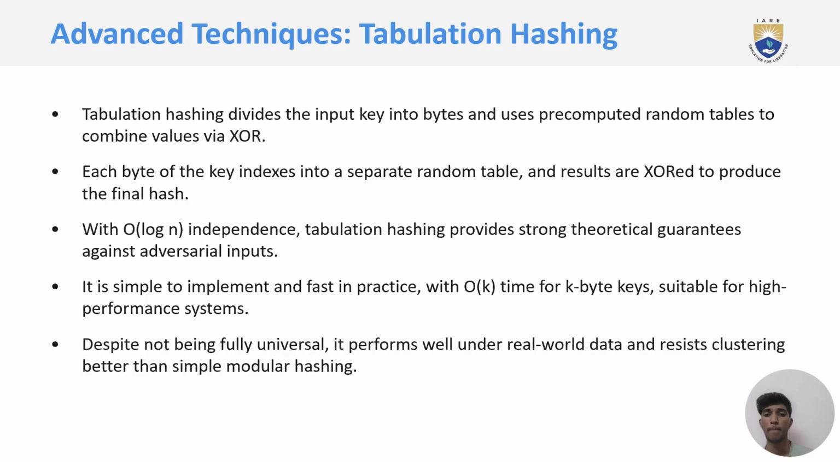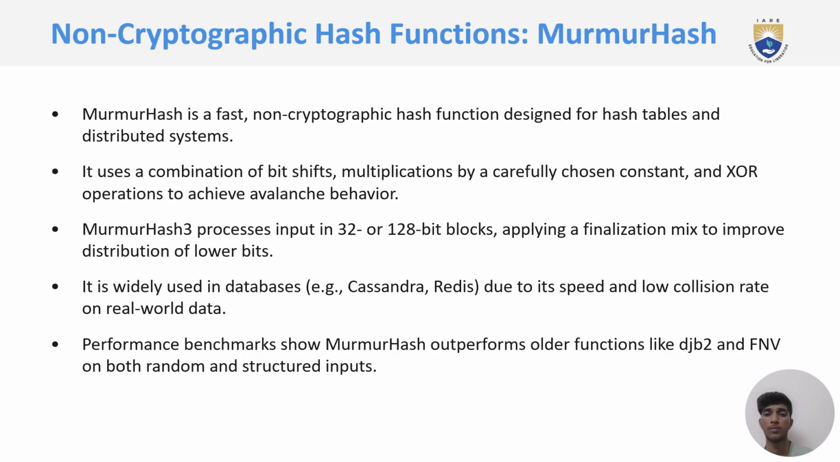Murmur hash. Murmur hash is a fast non-cryptographic hash function designed for high performance. It uses a combination of bit shifts, multiplication, and XOR operations to mix the input data. Murmur hash produces a strong avalanche effect, meaning small changes in input create large differences in output. It is widely used in systems such as databases and distributed storage platforms. Compared to older algorithms, Murmur hash provides better speed and fewer collisions.